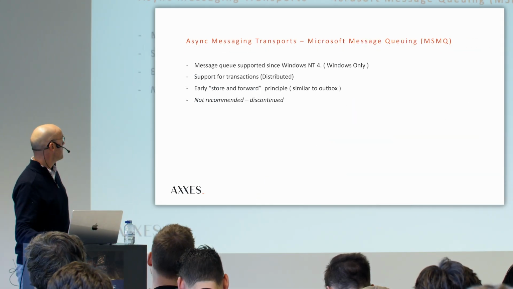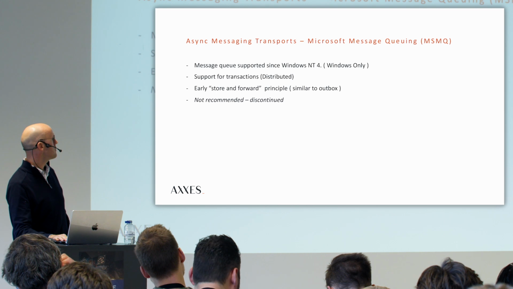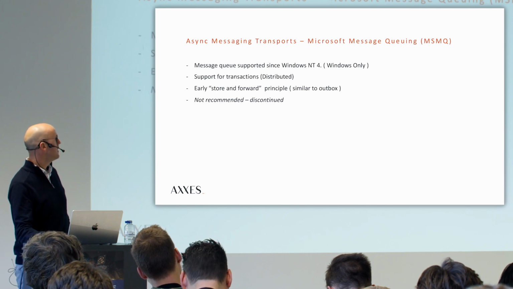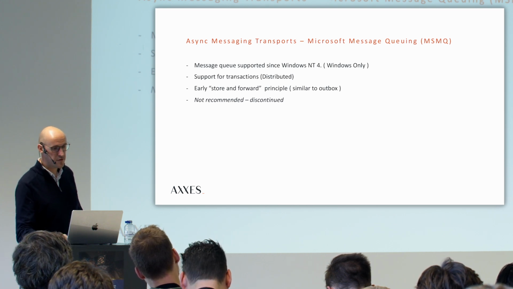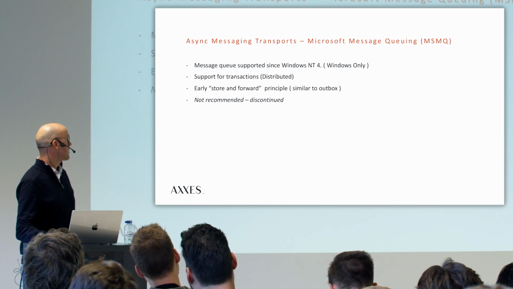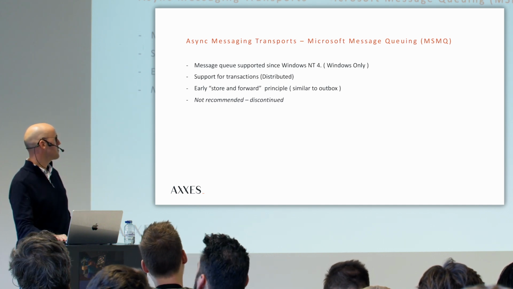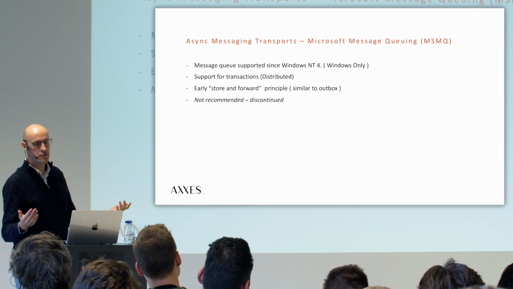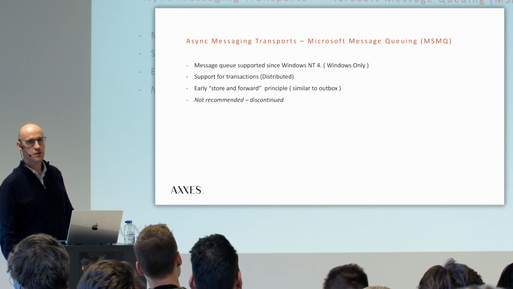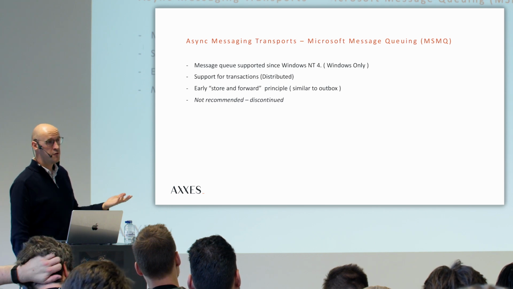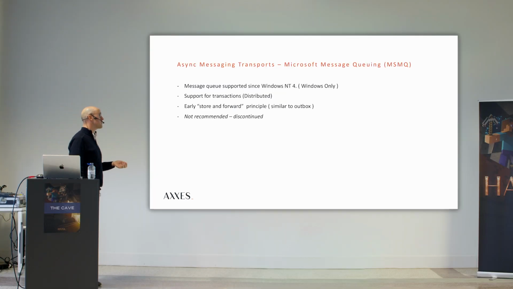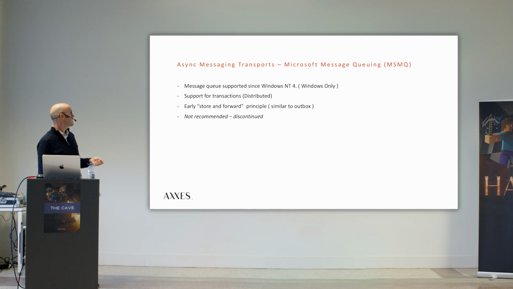And then, the last one to discuss, and maybe one of the oldest, aside from HTTP, is Microsoft Message Queue. I still like to mention it because maybe some projects are still working in .NET Framework, and then you can still make use of it. It already exists from Windows NT4. You can already guess how old it is. But it has support for those distributed transactions if you would still like to use it. I don't recommend it because it's been discontinued, but you can still have it.